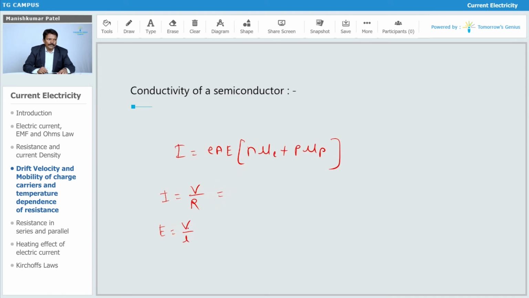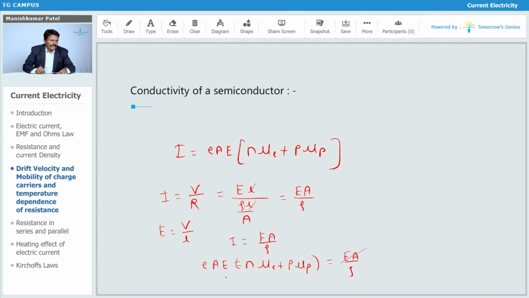So you can write this V is equal to E into L. R is equal to rho L upon A. So L gets cancelled, and this is actually E A upon rho. Fine. So I is equal to E A upon rho over here. Now I we know is E A into E, so again further I can write it: n mu_e plus p mu_p is the value of your I, and then this is E into A rho.